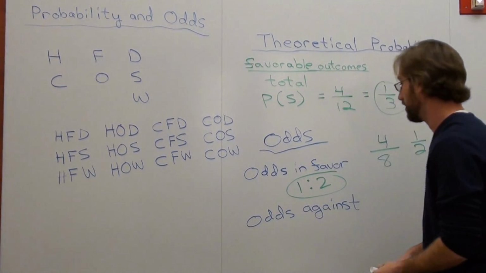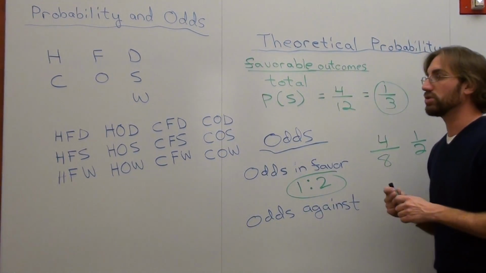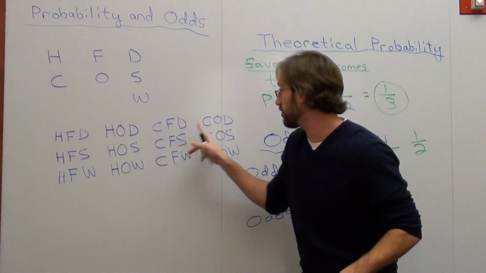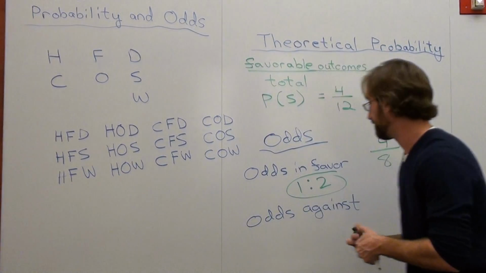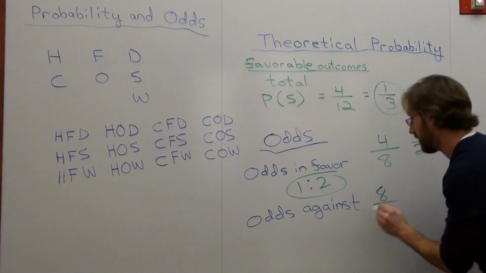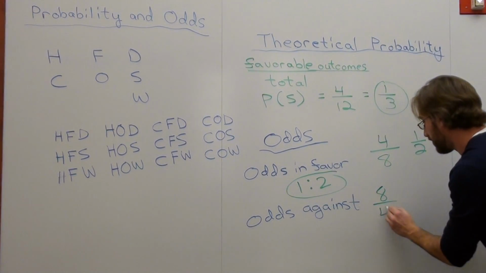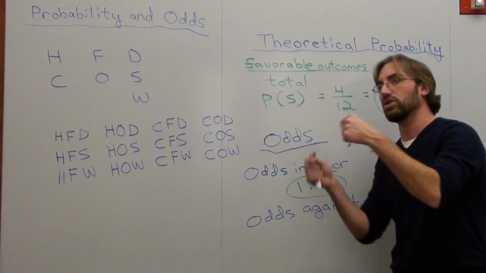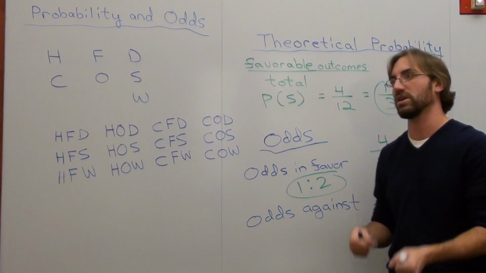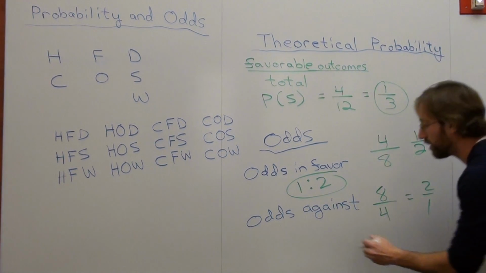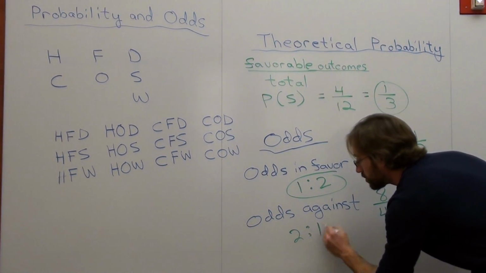1 out of 2. Odds against, what you do is you take unfavorable options. So you actually switch it. So the unfavorable options without shakes are 8 of them. And then you reverse it so it's over 4. So if you want to find odds in favor, you take what's good over what's bad. If you want to take odds against, you take what's bad over what's good. 8 over 4 is 2 over 1, written as 2 to 1 odds.